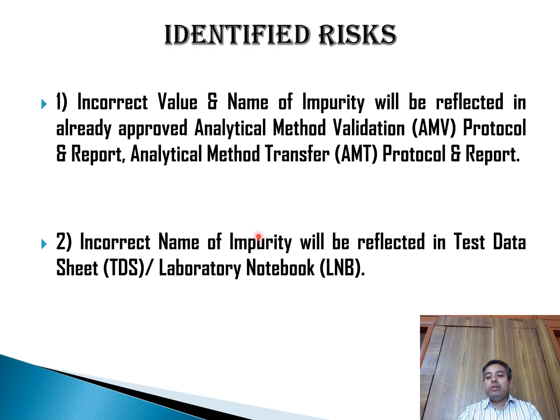From this example, only the risk factor to be identified is described, as the procedure for risk ranking is described in detail in the previous content of this presentation. Now the first identified risk is that there would be incorrect value and naming of related impurity in the already approved protocol and report for analytical method validation and analytical method transfer. Incorrect name of impurity shall be reflected in the executed test data sheet or laboratory notebook.